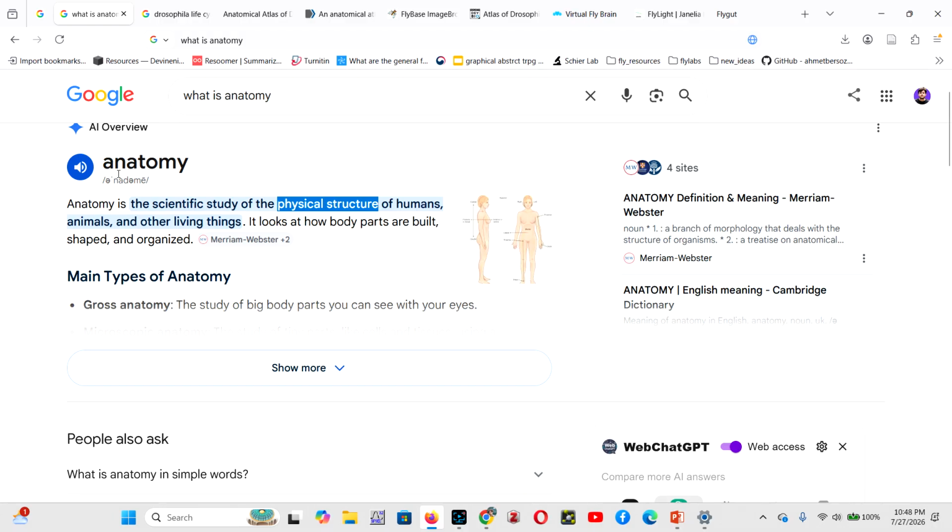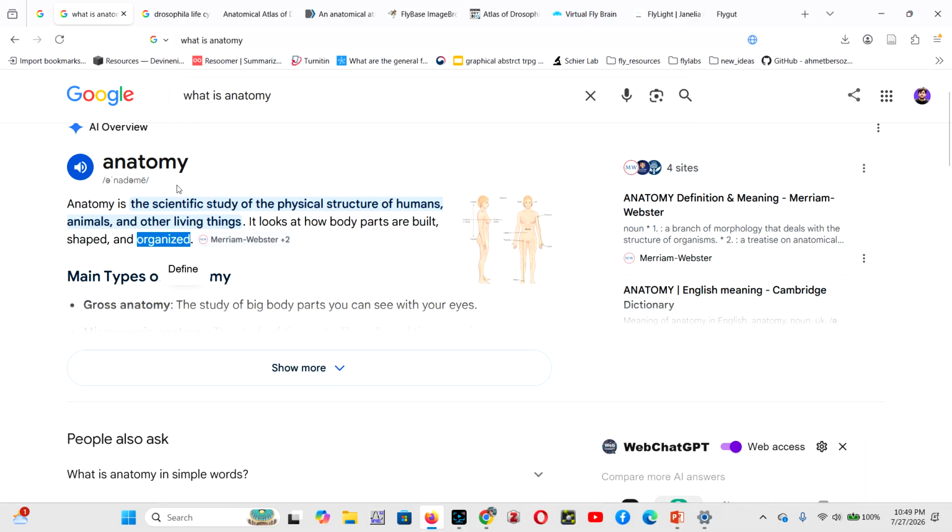When we say the term anatomy, the first thing that we need to understand is that it's all about the physical structure. And the second thing is that we need to understand how different parts are built, how they are shaped, and how they are organized. So I think this terminology encompasses two things. One is the physical structure, and the second talks about the build, the shape, and the organization.